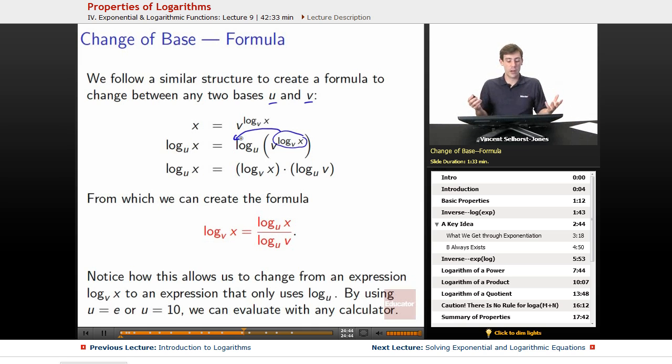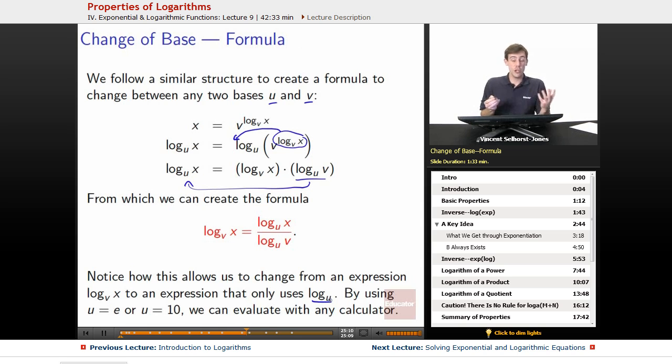At this point, we can create a formula that will have log v on one side, log u on the other side. We divide log base u of v over, and we swap the order of the equation. We've got log base v of x equals log base u of x over log base u of v. Notice that this allows us to change from an expression log base v of x into an expression that only uses log base u.